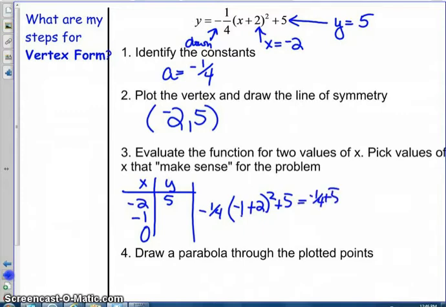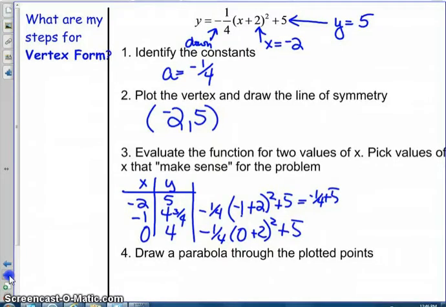So here I actually get kind of icky, 4 and 3/4. When I plug in a 0, negative 1/4 times 0 plus 2 squared plus 5 there. I get 2 squared is 4. Negative 1/4 of 4 is negative 1. Here I get a 4. That's a little bit better. And then I could draw the equation.